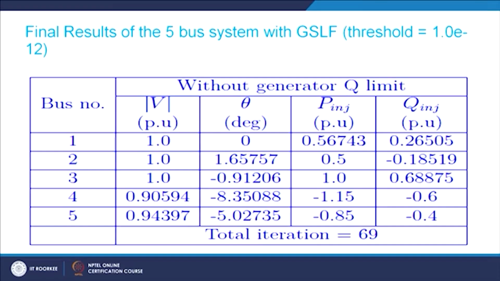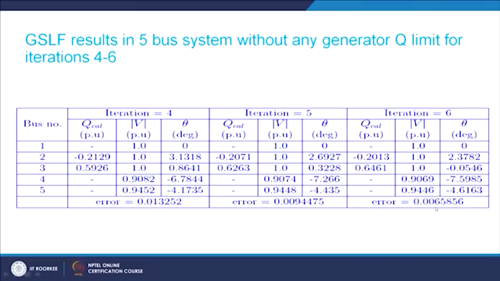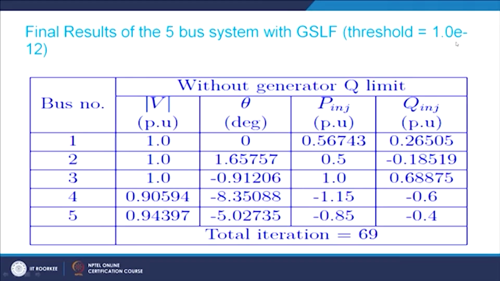Now, if we keep on doing this and we have kept our threshold, that is epsilon, equal to 10 to the power minus 12. So, if we keep on doing this calculation, in fact we need to write a computer code for this. So if we keep on writing these codes, this entire process converges after 69 iterations, that is this error comes below this value 1.0 e to the power minus 12, and then these are the final results.